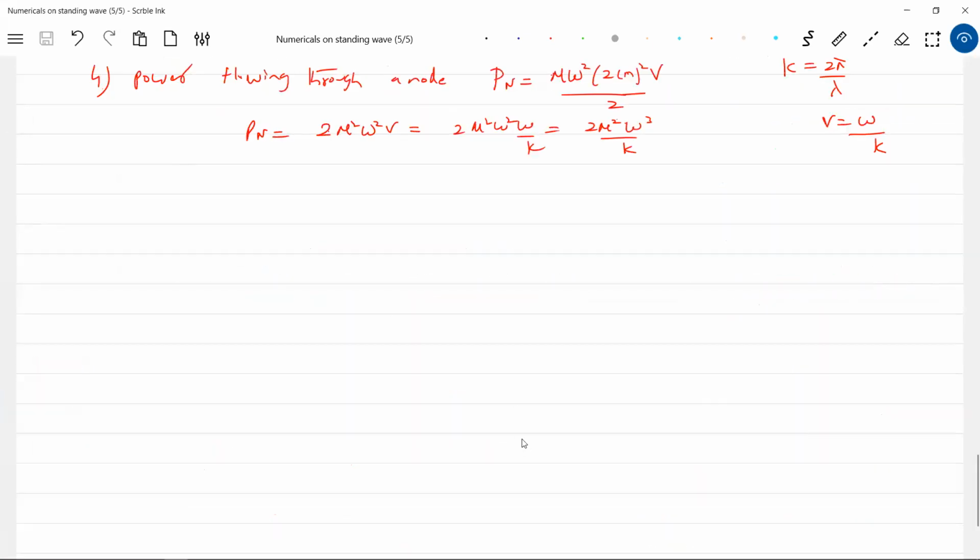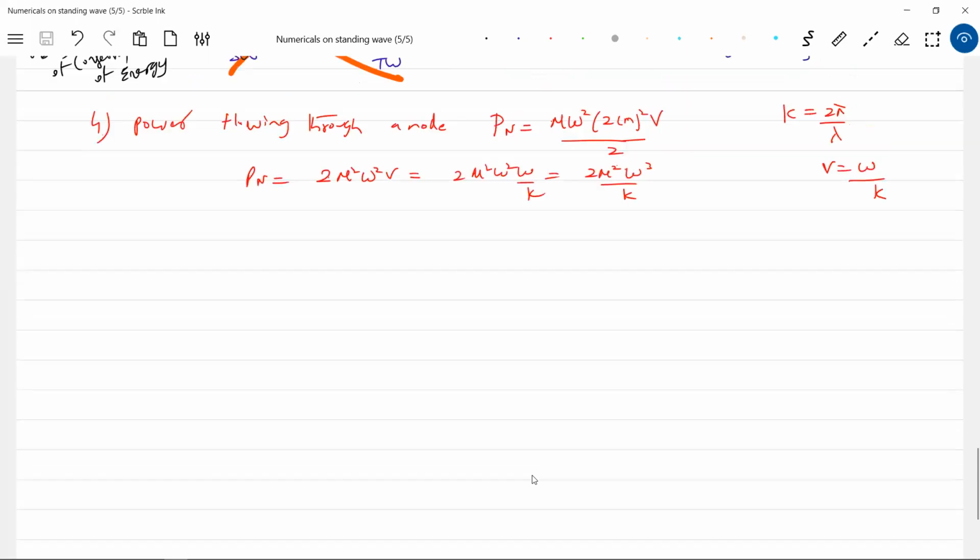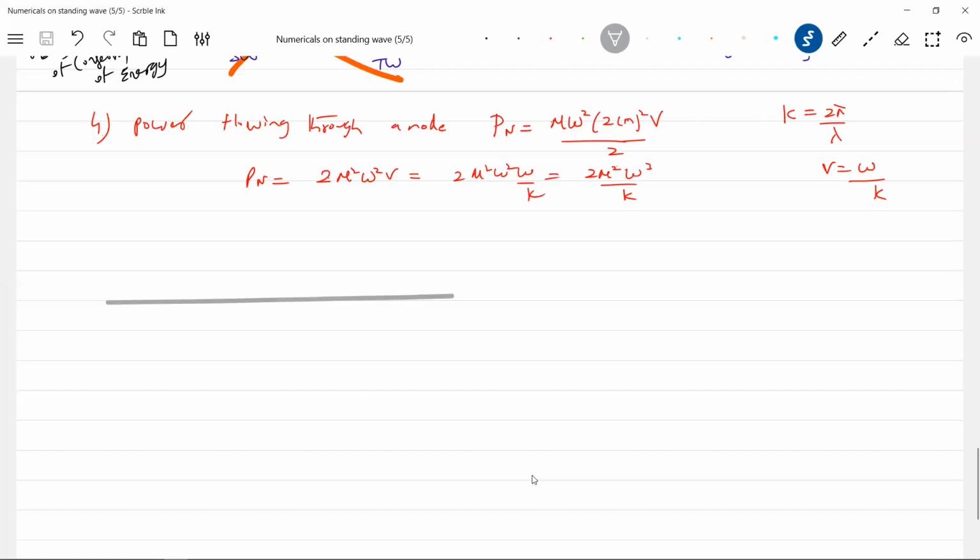What all energy is there on the rope, it will be due to what? Due to the incident wave as well as the reflected wave. I'll go back again. So the incident wave will have an amplitude of how much? 8 centimeter. The reflected wave, so the energy is the sum of these two.